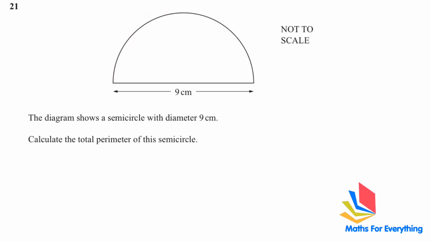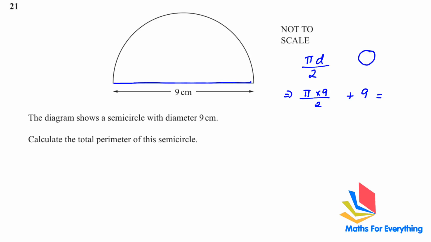This is the circumference. To find the circumference of a circle, we use the formula pi d. That will be the circumference of the full circle. But as we are having a semicircle, we are going to divide by 2. So the circumference of the semicircle will be pi times 9 divided by 2 plus the diameter. That will give us the total perimeter.